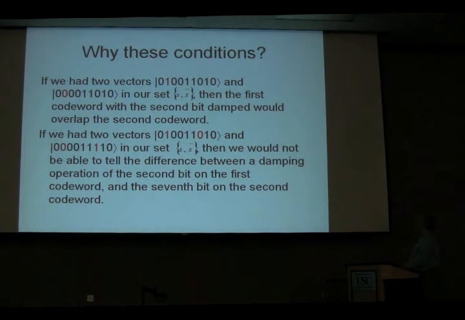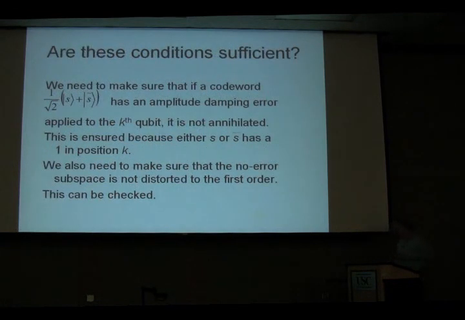So we want all of these vectors in the set S and S complement to not have Hamming distance 1, and no two with Hamming distance 2 which have the same Hamming weight. So are these conditions sufficient? Well, that last slide doesn't quite do it. There are a couple of other things to check.